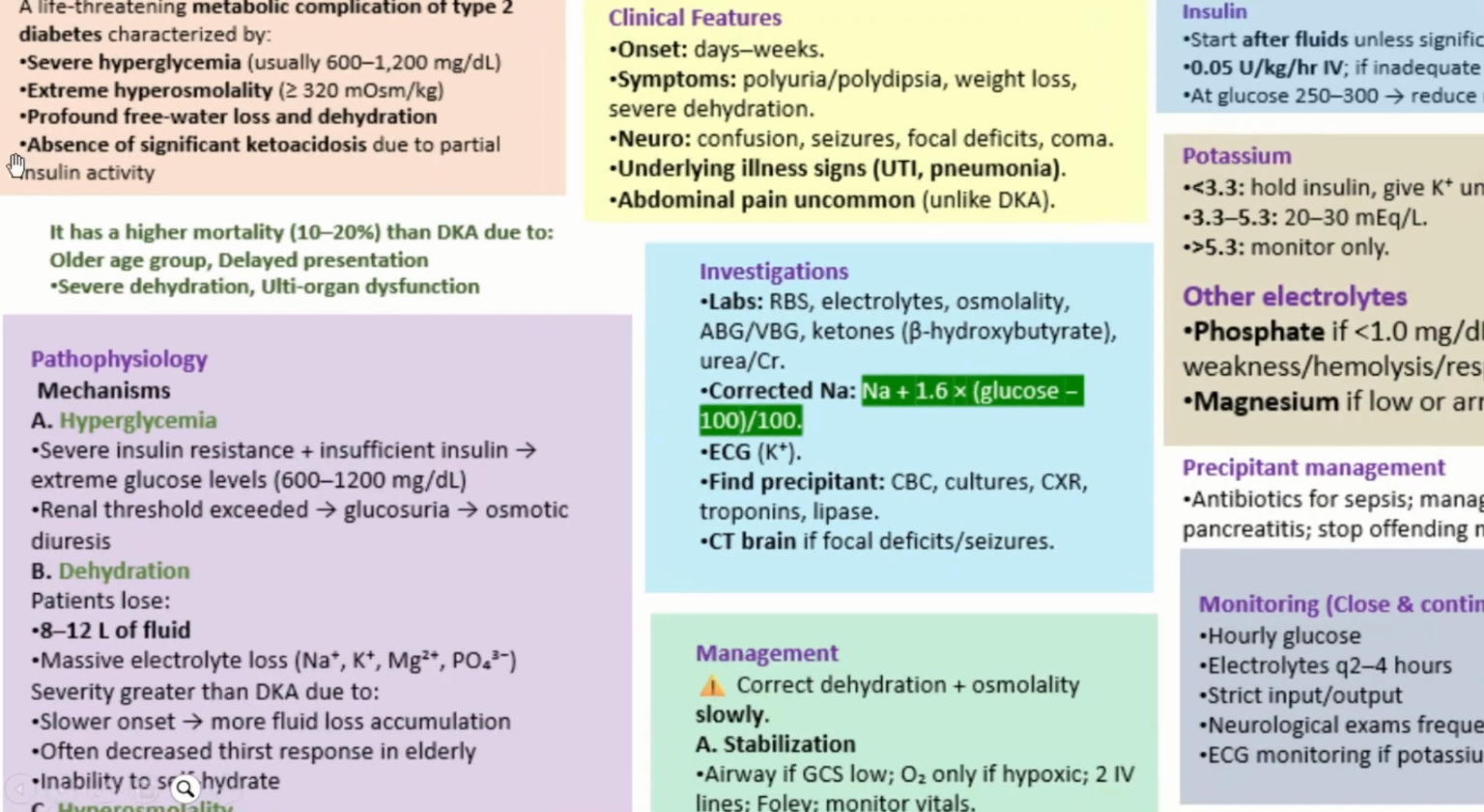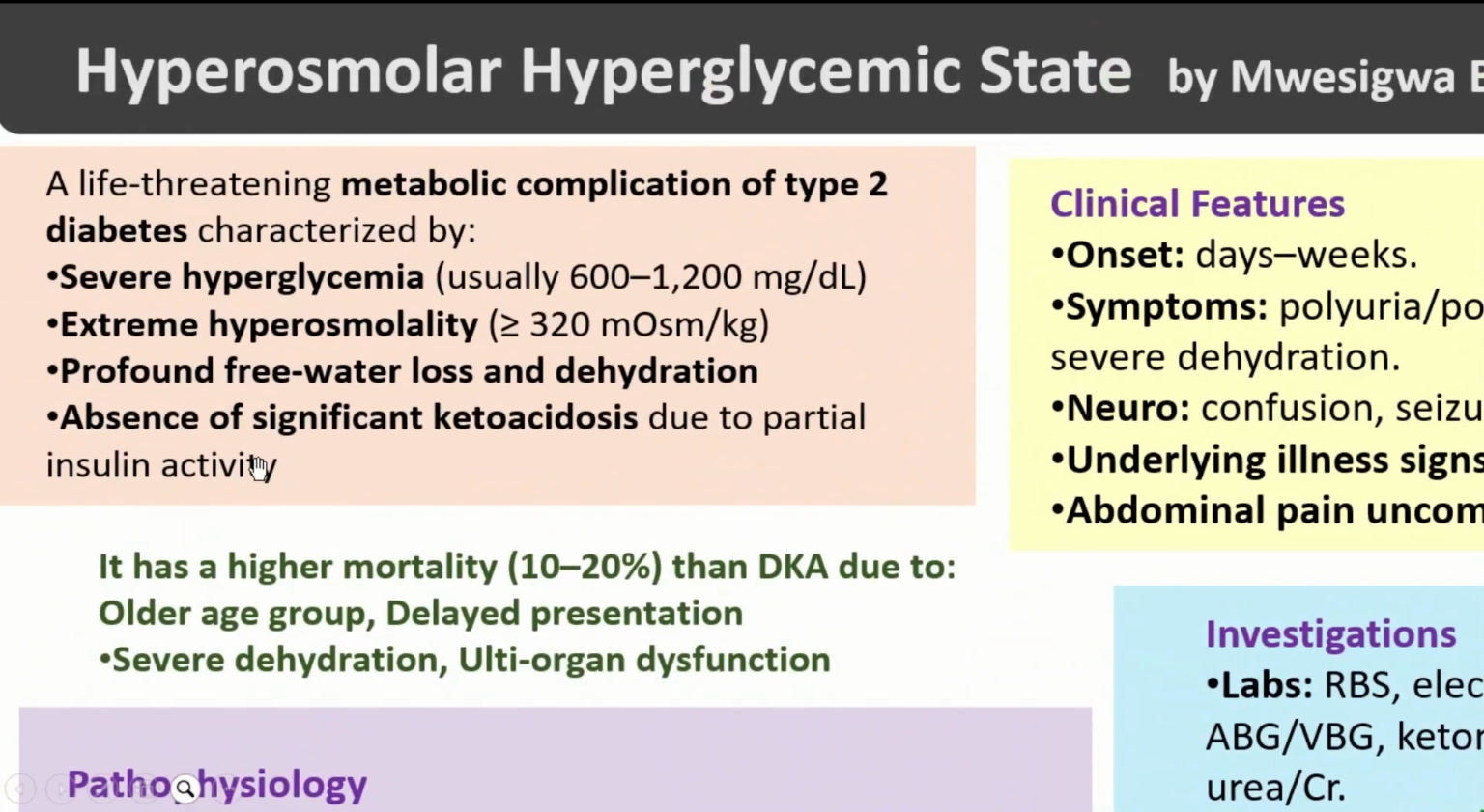So, HHS, or hyperosmolar hyperglycemic state, is a life-threatening metabolic condition, and it's most commonly found in patients with type 2 diabetes. And this is because we're going to have severe hyperglycemia and extreme hyperosmolality. We're going to have profound free water loss and dehydration and absence of significant ketoacidosis. And this is going to be due to the partial insulin activity.